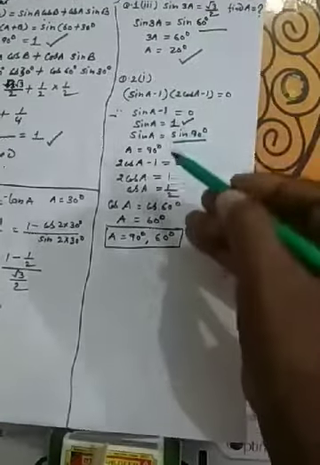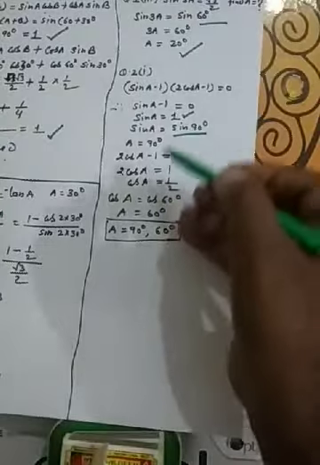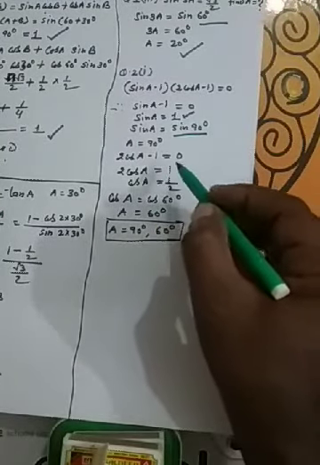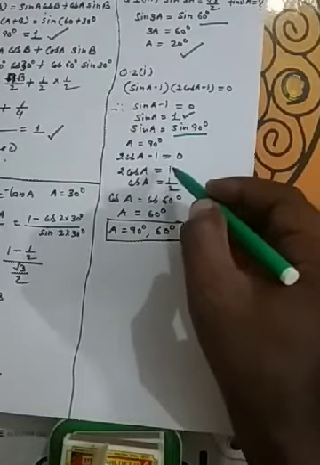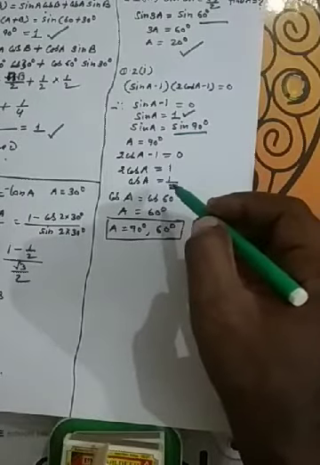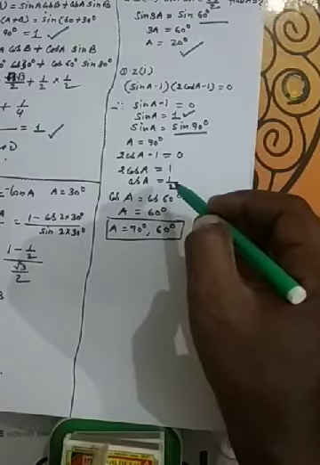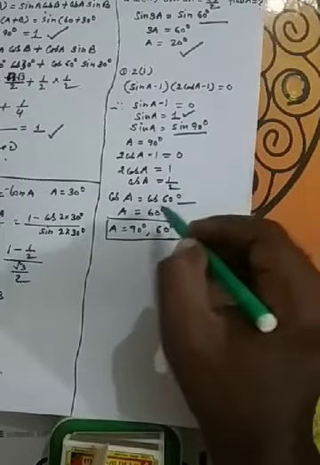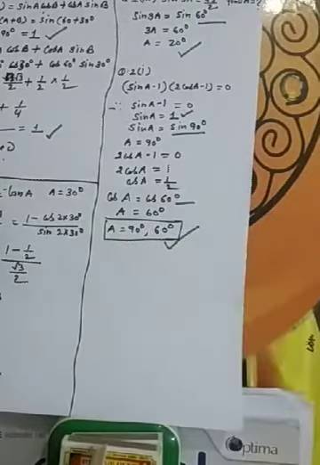In the same way as you did the previous question, 2 cos A minus 1 is equal to 0, 2 cos A is equal to 1. Cos A is equal to 1 upon 2. See for which angle cos is equal to 1 upon 2, that is cos 60. So A is equal to 60. So this way you can do the question.